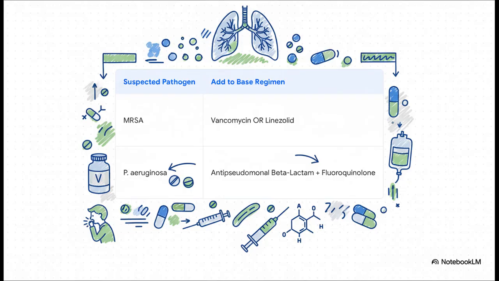It's pretty straightforward. If MRSA is on your radar, you're going to add either vancomycin, and you'll want to target troughs of 15 to 20, or linezolid, 600 milligrams IV every 12 hours, to your base regimen. Now for Pseudomonas, it's a bit different. You're actually going to swap out your beta-lactam for one with anti-pseudomonal activity, like piperacillin tazobactam, 4.5 grams IV every 6 hours, and you need to make sure your second drug is an anti-pseudomonal fluoroquinolone, like levofloxacin.